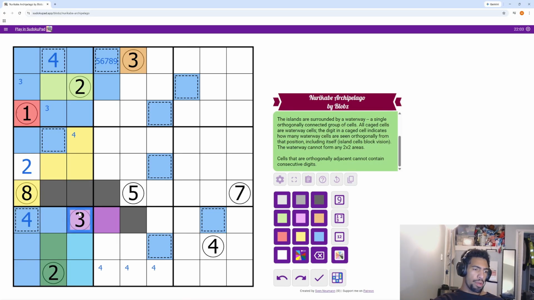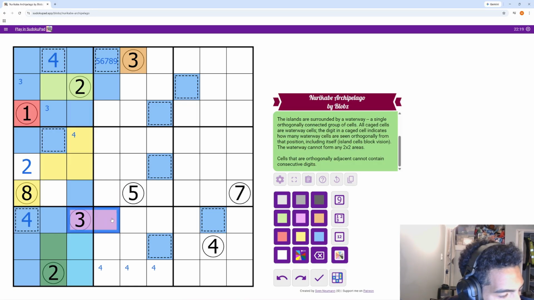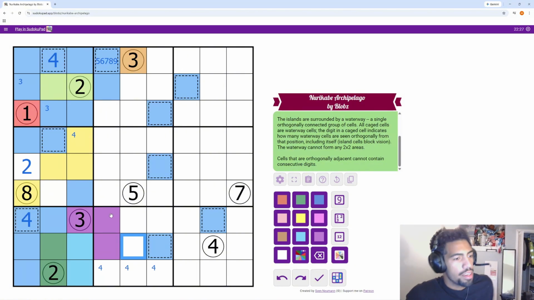Because it can't be purple, because then it would touch yellow. And it can't be yellow because it would touch purple. So my black is kind of the blue in this situation. Right. So then my purple 3 has to be like this. Right.